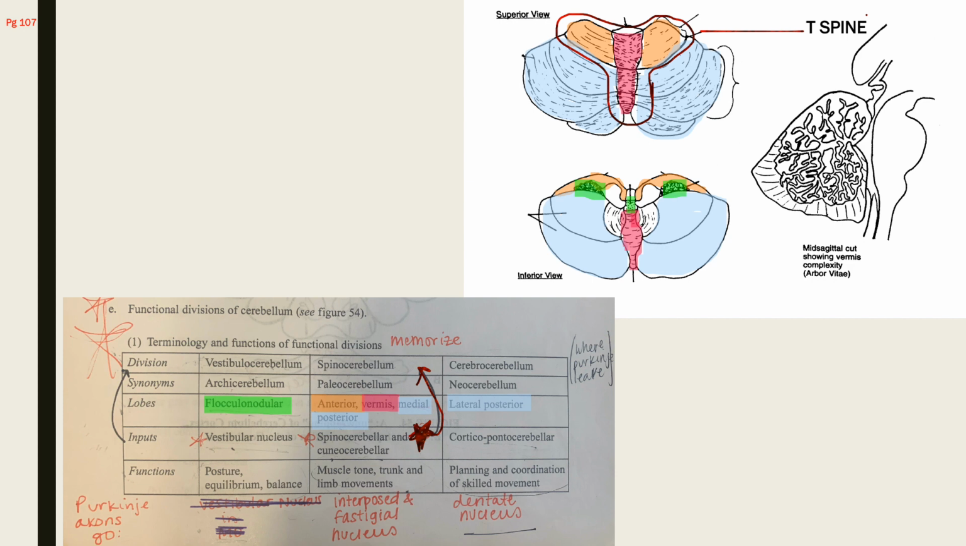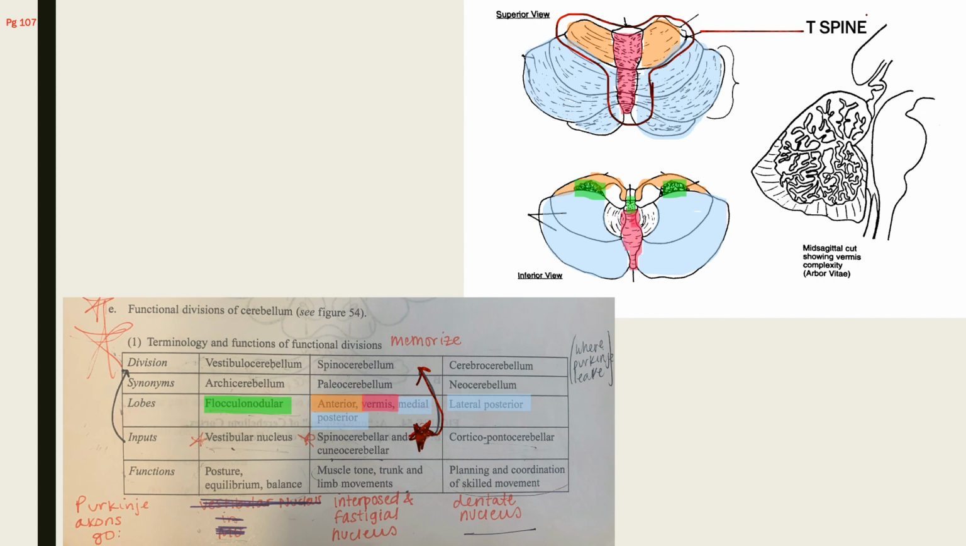And then when you look at the lobes, it's located in the anterior lobe, the vermis, and the medial posterior lobe. So here's a way to remember that. If you look at the top diagram that I posted, you'll see I drew, it kind of looks like a T around the superior view, and I call it T-spine.